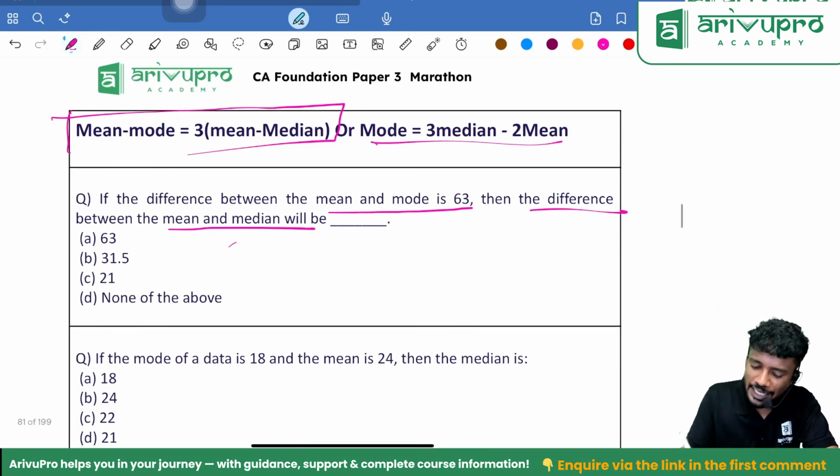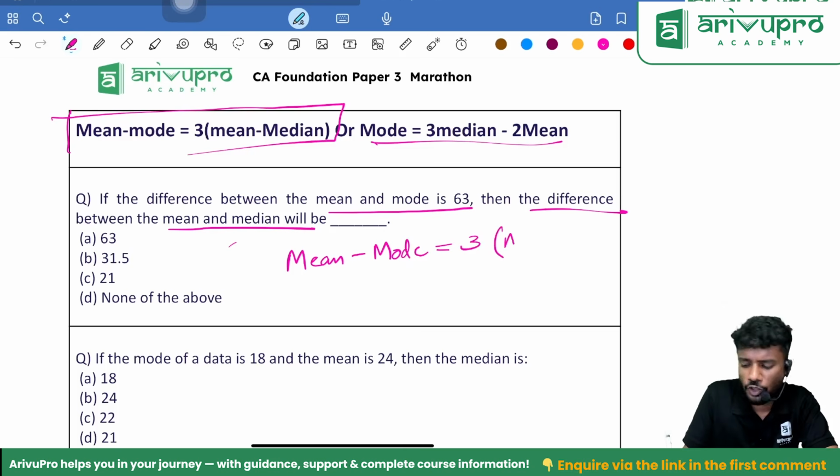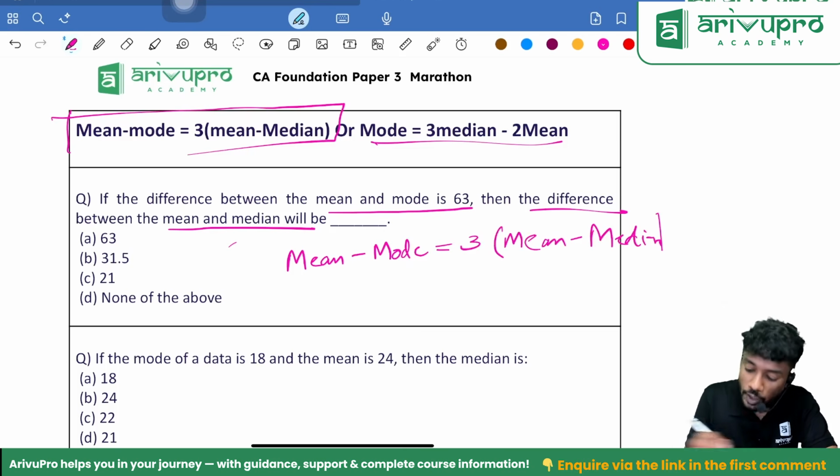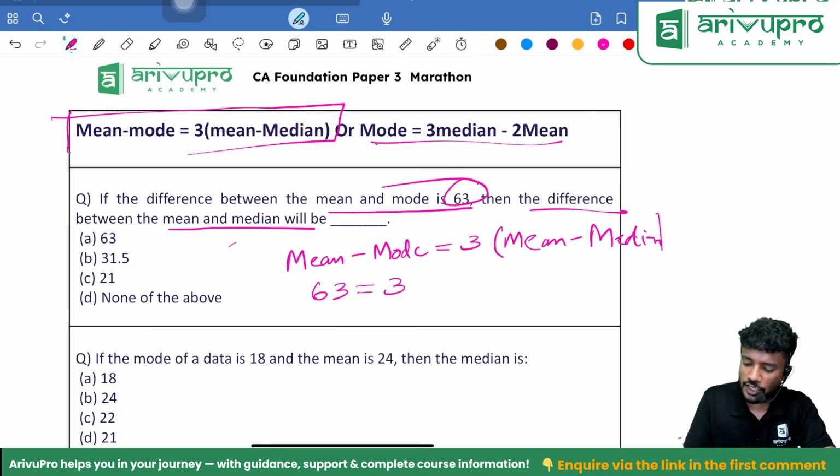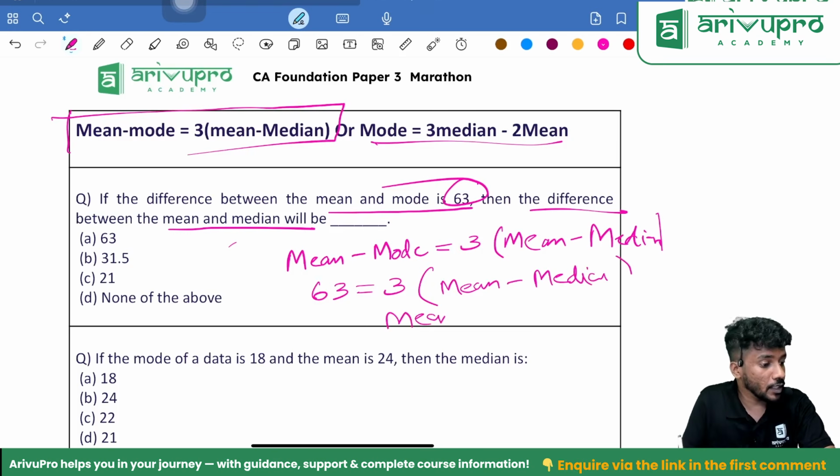Now, look at this. Difference between mean and mode. So, what is the formula we know now? Mean minus mode is equal to 3 into mean minus median. Now, mean minus mode is 63, which is equal to 3 into mean minus median. How much is the answer now? 21. Mean minus median is equal to 21.